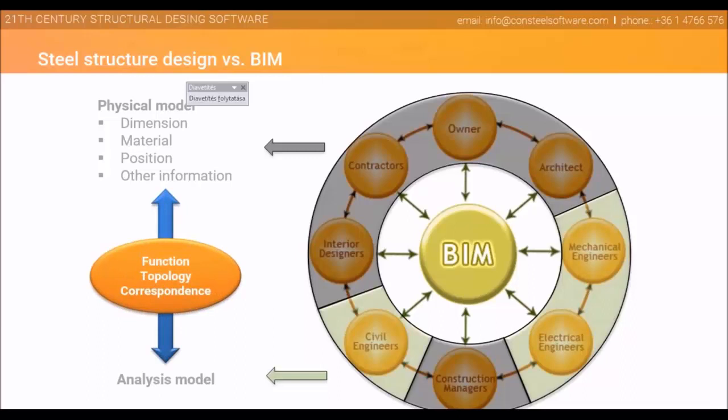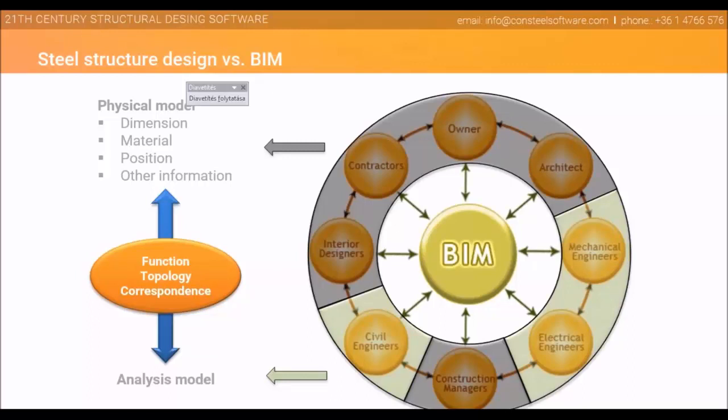The main reason why BIM models are not used in the whole design process is the significant difference between the physical BIM model and the analysis model. The BIM physical model contains a lot of information, dimensions, material, positions, which are more or less enough for the construction stage, but not enough for calculations. For structural design, especially for steel design, we need a consistent mechanical model.